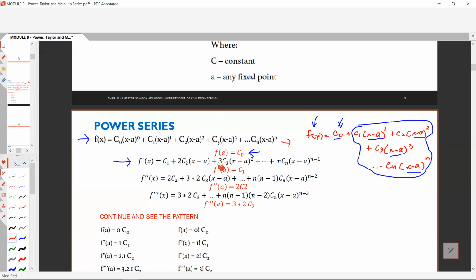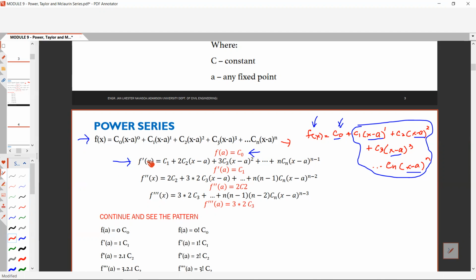How are we going to find c sub 1 by putting any value of x? So if we let x equal a, lahat ng term na to magiging 0. Therefore, what you have left is c sub 1. So that is the solution for c sub 1.